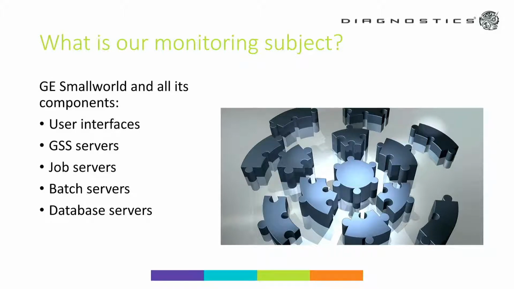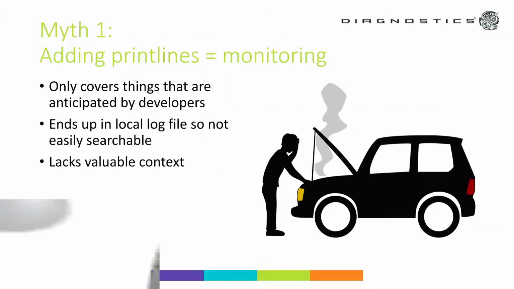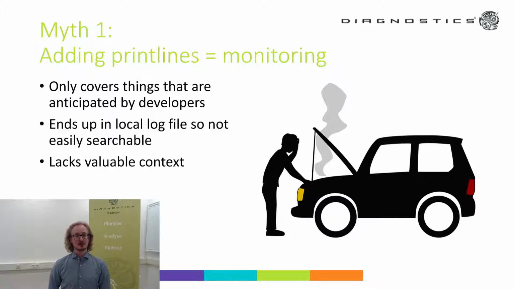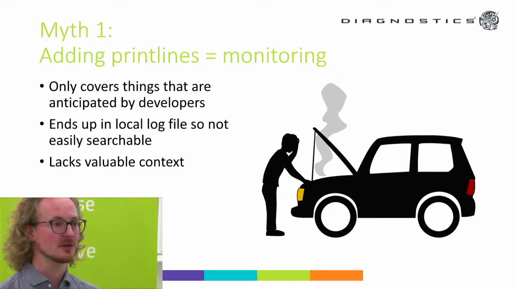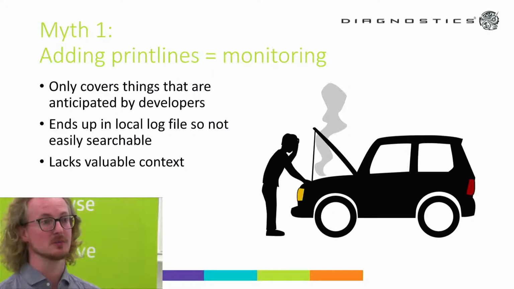So with this context, I'm going to start with the 5 myths. If you talk about monitoring, one of the places where people start is adding print lines to the code. And this makes a lot of sense because everything that the application does is defined by its code. So if you want to know what the application is doing, you can add some output to the code.